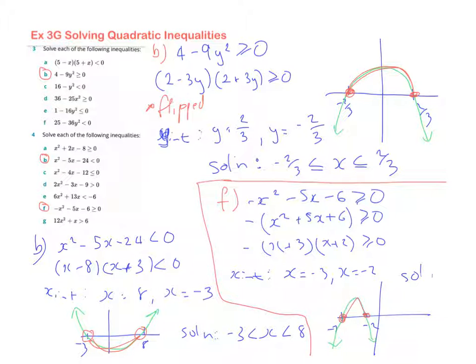Anyway, the solution is going to be negative 3 less than or equal to x less than or equal to negative 2. Sorry about that mess, but hopefully that helps. Very messy. Thanks.